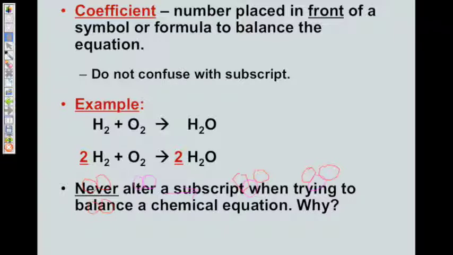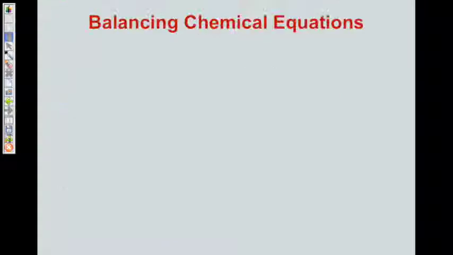Never alter a subscript when trying to balance. Why? Well, guys, when you try to just slap a number at the end of this O right here, you're no longer making water. What are we making? H2O2 is hydrogen peroxide. I don't know about you, but I do not want to put hydrogen peroxide down in my stomach to make beautiful little messes of my intestines and everything. It would not work out very well. So keep that in mind. Changing a subscript changes your equation.